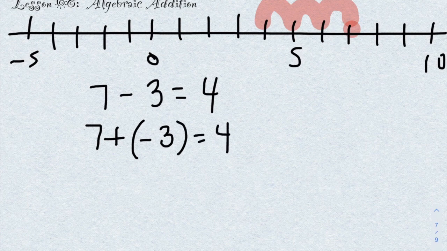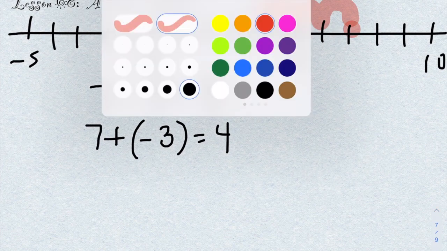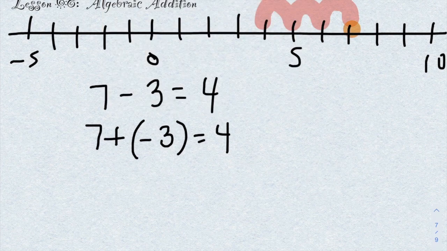What that means is, if I start at my 7, instead of going up 3 to 10, I'm finding the opposite of 3, that negative right there. So I would still go down to here. So the opposite of 3 is the same as minus 3. Okay, this is just a different way to write it with my plus and then my subtraction in the parentheses.